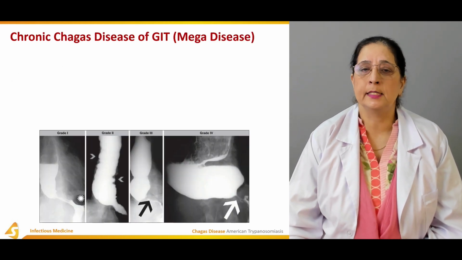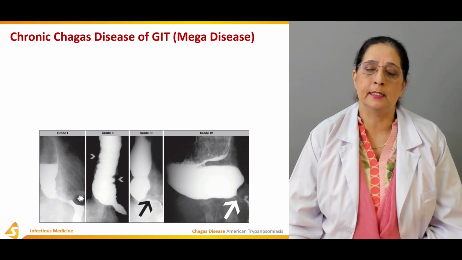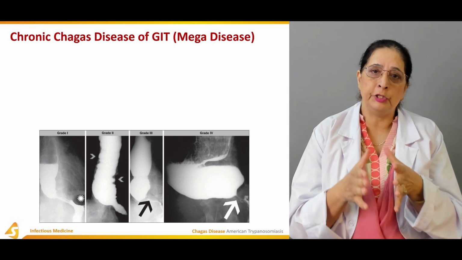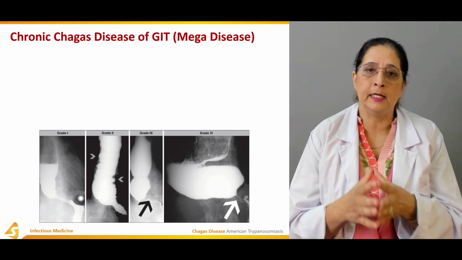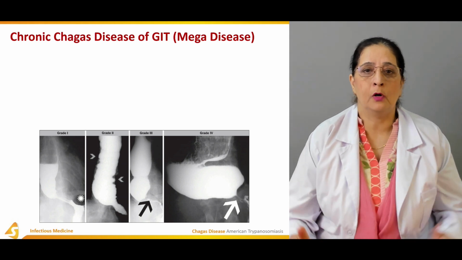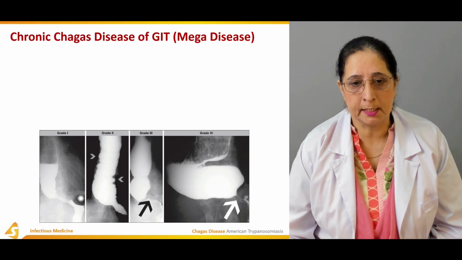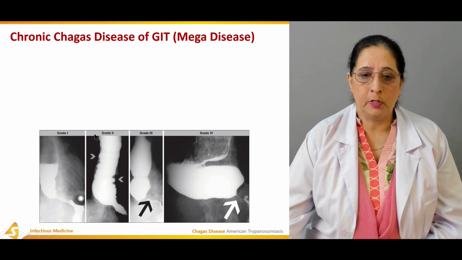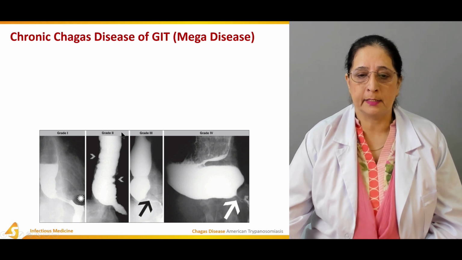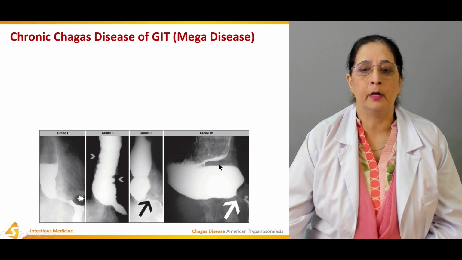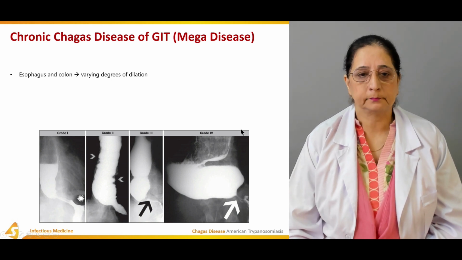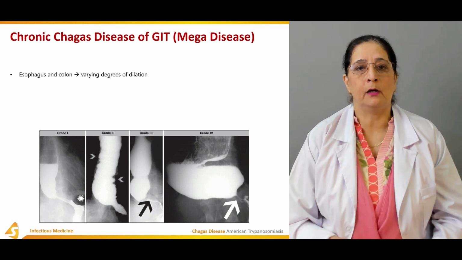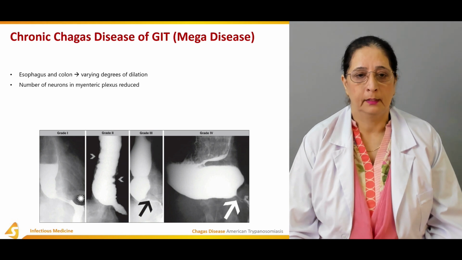Chronic Chagas disease of the gastrointestinal tract is also known as mega disease. In the beginning, I mentioned it causes mega esophagus and mega colon. So it's called mega disease, enlargement disease. That's grade 1. Initially not as bad. Slowly it progresses and becomes severe, and more enlargement occurs. Esophagus and colon show varying degrees of dilation.